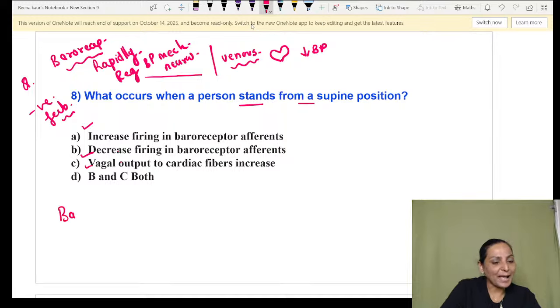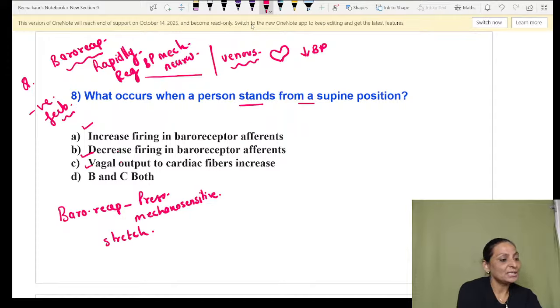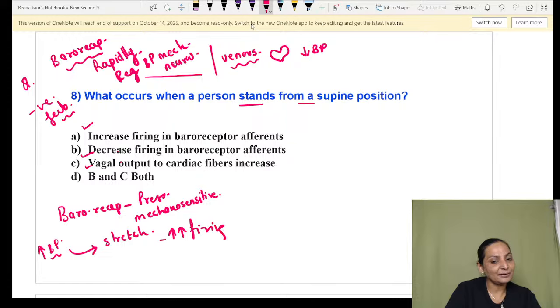Now these baroreceptors, these are pressure receptors, mechanosensitive. That means they respond to stretch. That means when the blood pressure will rise, they will stretch, and there will be an increase in the firing rate of baroreceptors. Okay, there would be an increase in the firing of the baroreceptors.